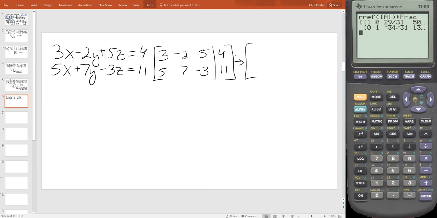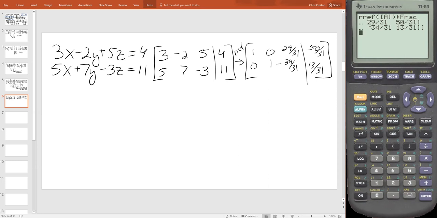So this is RREF: 1, 0, 0, 1, 29 over 31, negative 34 over 31. And you'll notice on mine, I need to push to the right to see the rest of this matrix. If you have a newer model, it probably shows it all. So let me do that and then write the rest of this: 50 over 31 and 13 over 31. So there is my matrix.